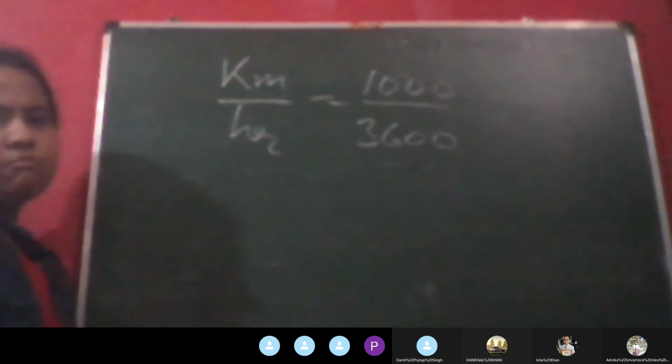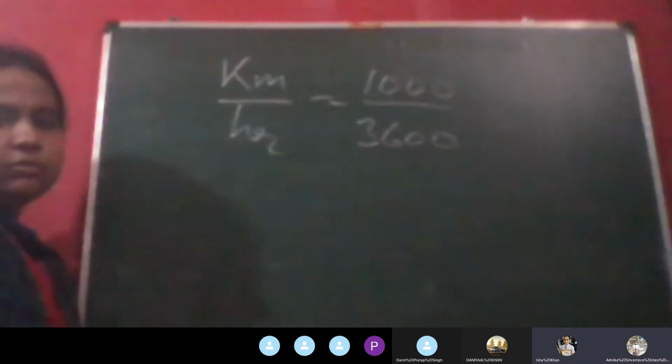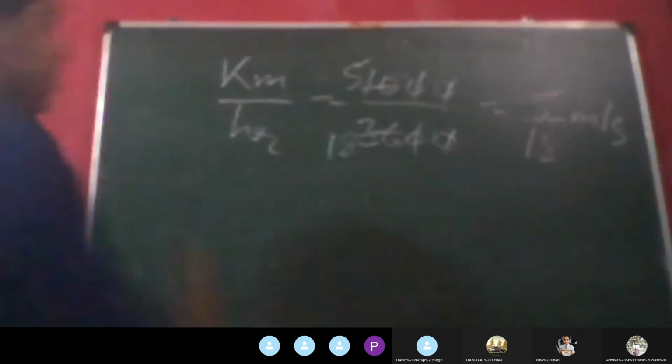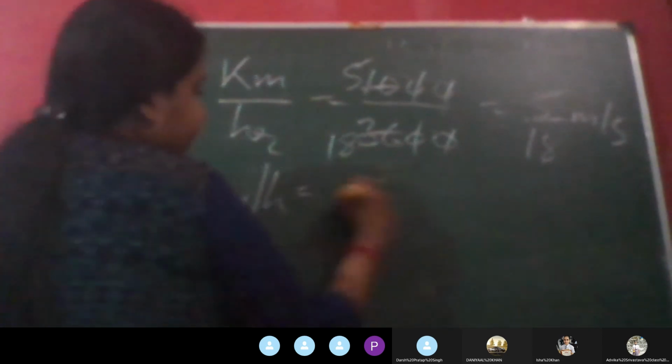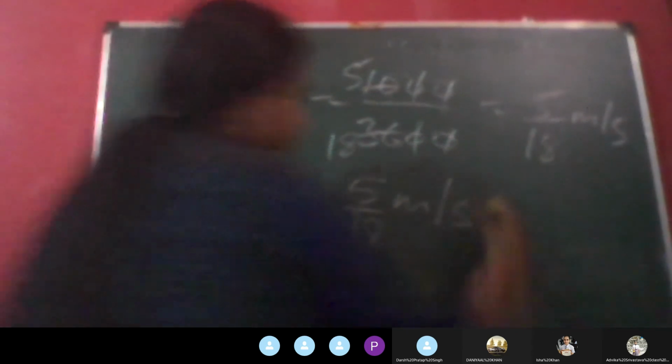See, kilometer. That means 1000 meters per 3600 seconds. Yes or no? Am I correct or wrong? 2 5s are 10, 18 is 2 times 9, so that is 5 by 18 meters per second. That means 1 kilometer per hour is equal to 5 by 18 meters per second. True.